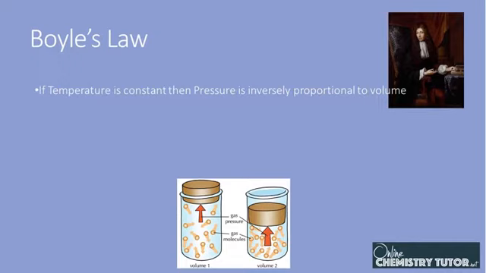So reducing volume produces a proportionate increase in pressure. So pressure is proportional to 1 over the volume, or the inverse of the volume. You can rearrange that equation to say the pressure multiplied by the volume is proportional to 1. We can actually get rid of the proportionality symbol by introducing a constant to this equation.